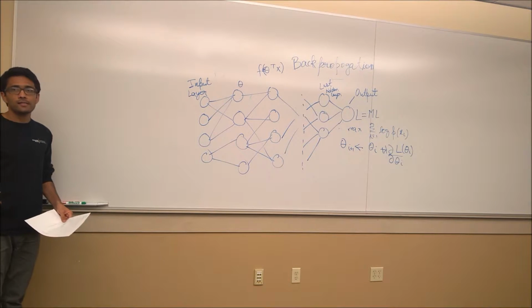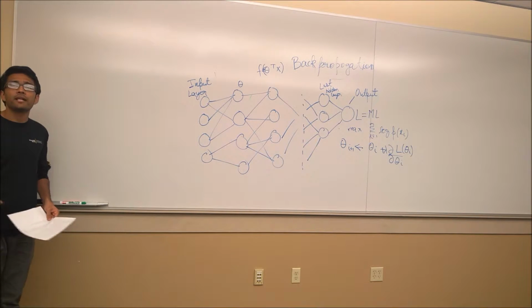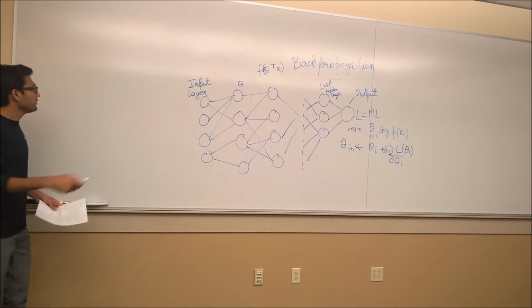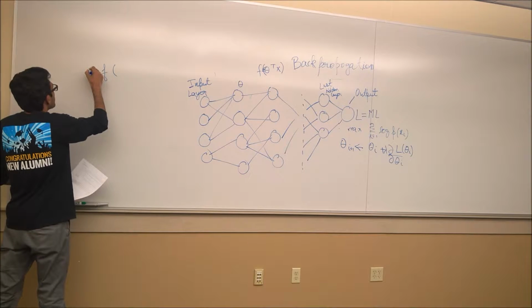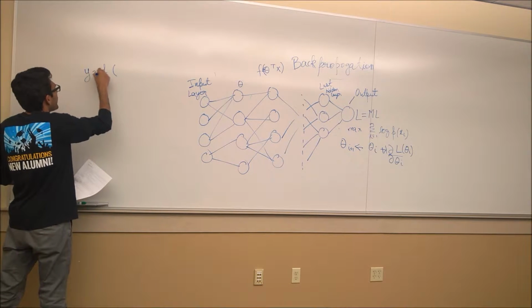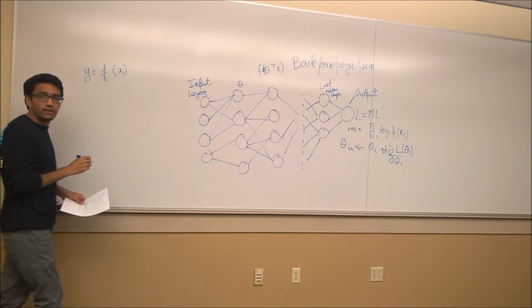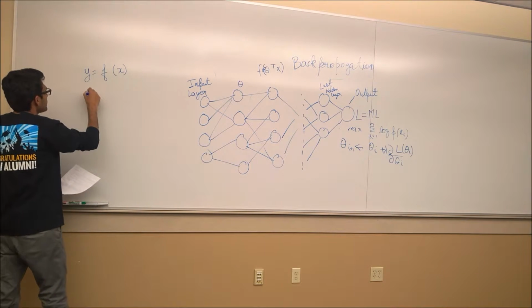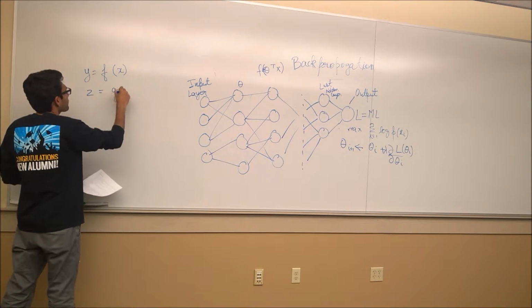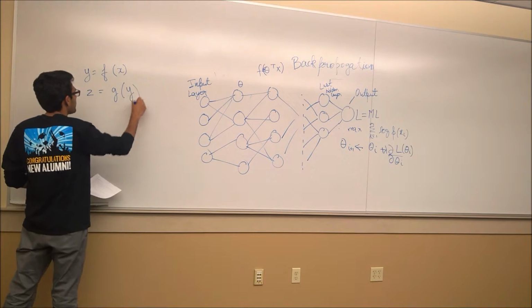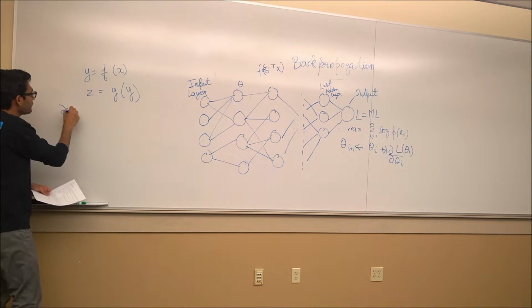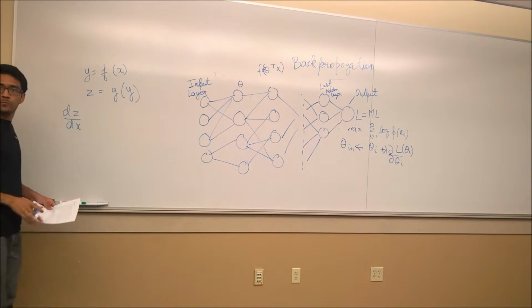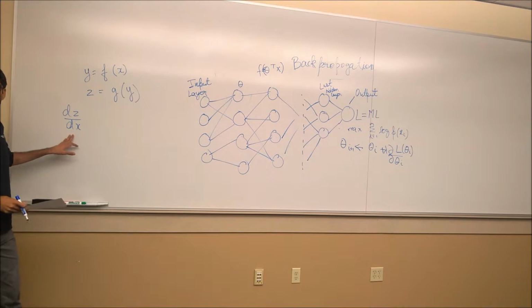The first one is how do we compute the derivative of composite functions, right? So let's say I have a function f which gives me an output y, and it is a function of x, right? And I have a function g which is a function of y, and it gives me the output z, right? Now let's say I have to compute the derivative of z with respect to x. How do I do that, right?